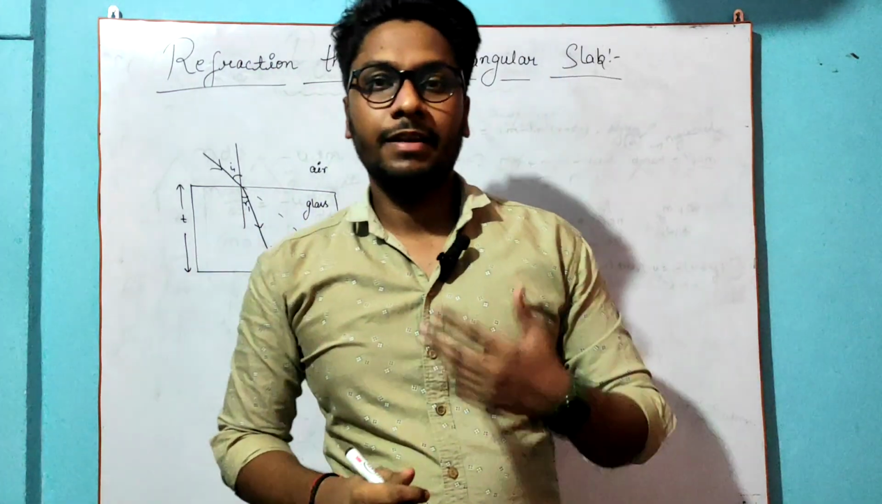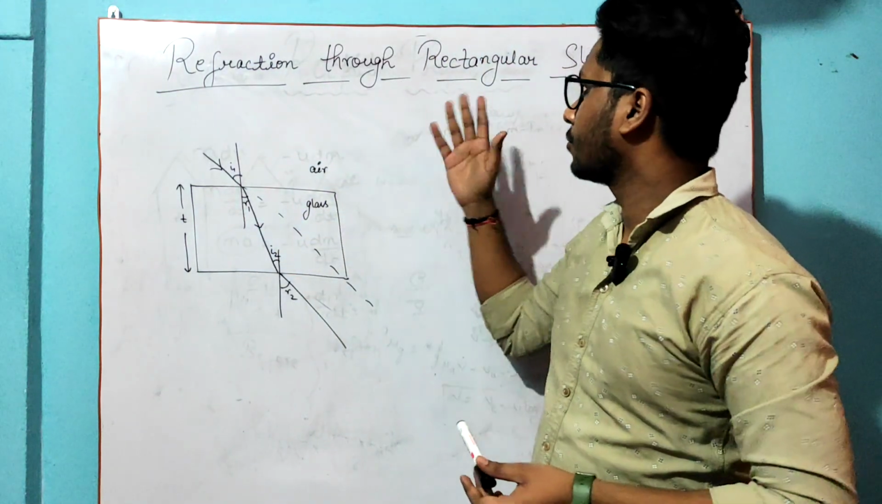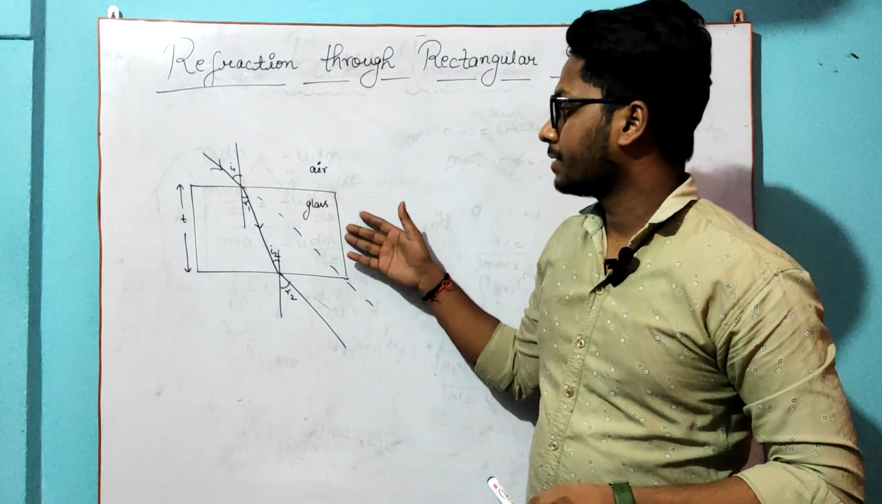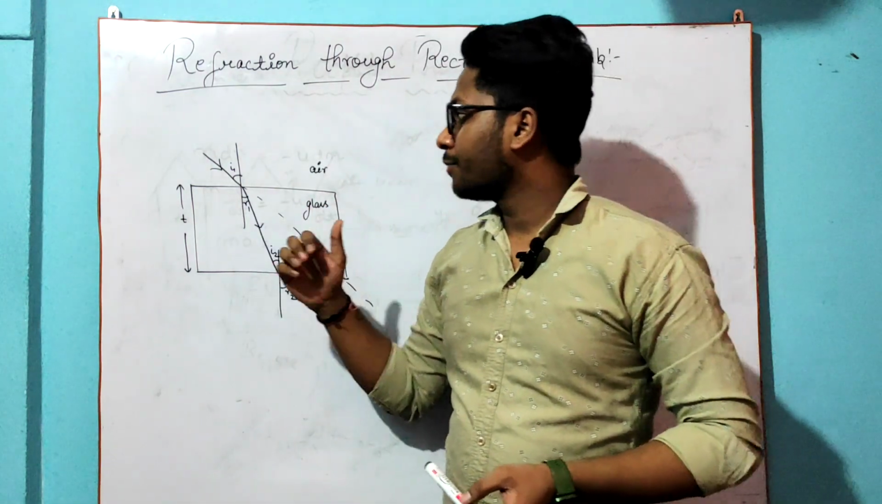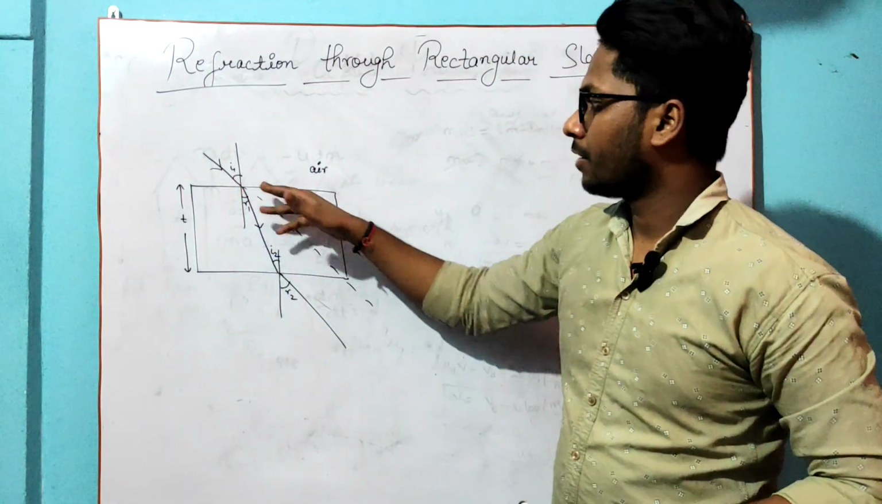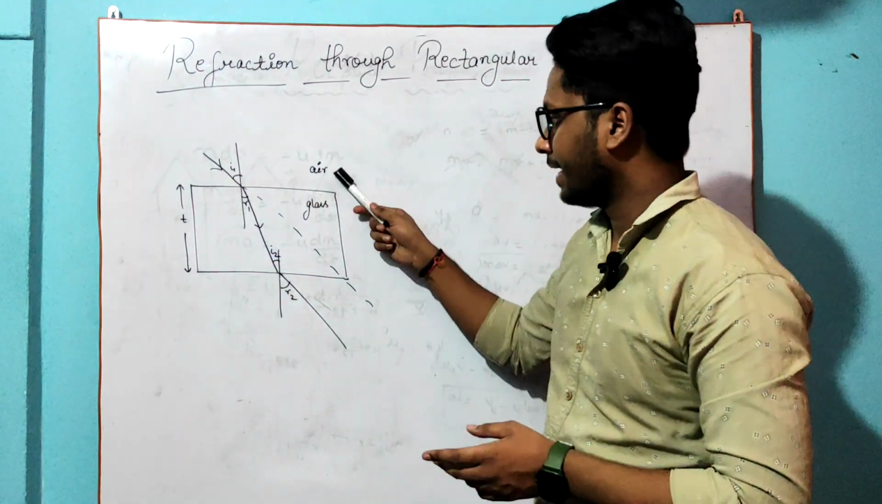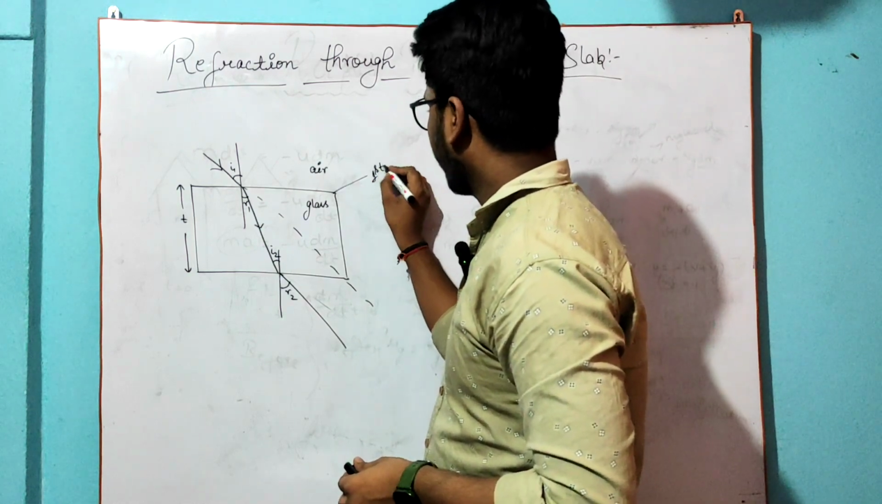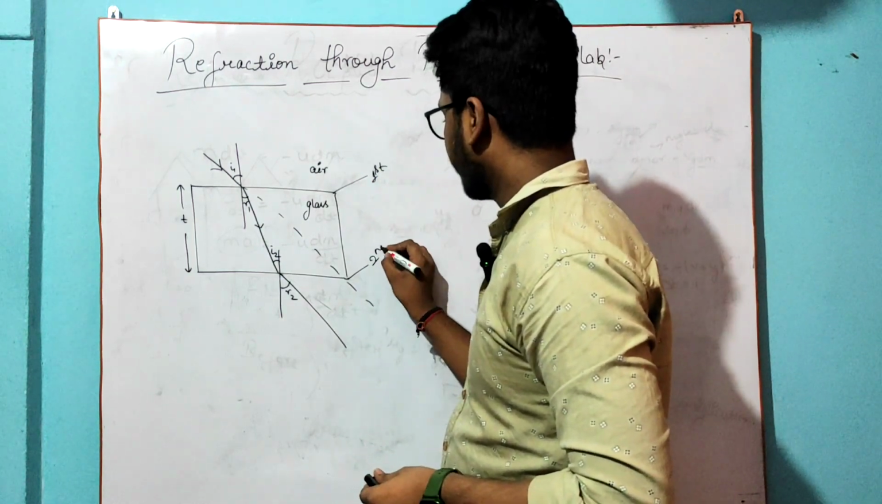So our next topic in ray optics is the refraction through a rectangular glass slab. Consider a rectangular glass slab of thickness T, and suppose a ray of light is incident on the first interface, that is the air and the glass. So this is the first interface and this is the second interface.